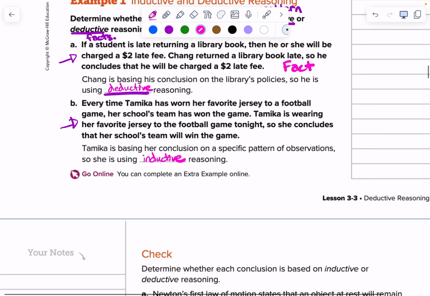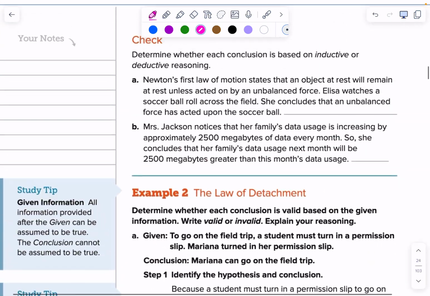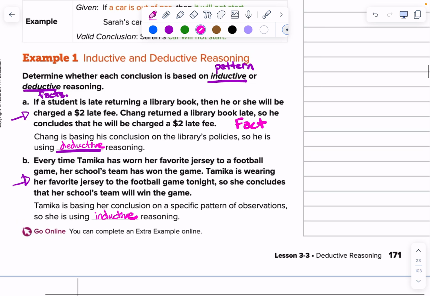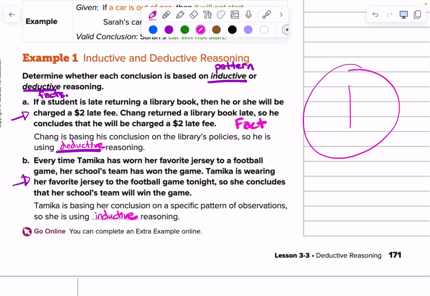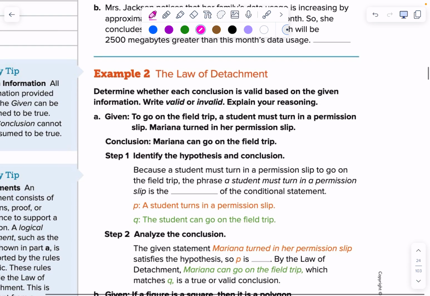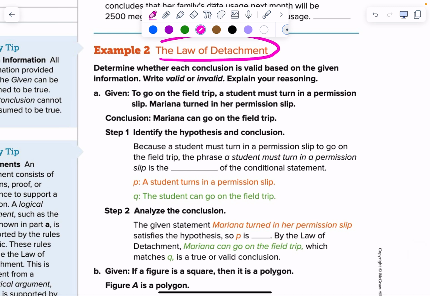All right, so deductive, inductive. Questions about that? Fact, pattern. That's it. Next. That was main point number 1. How many main points do we have? 3. Main point number 2. Here is something called the law of detachment. Put a 2 next to it. That's main point number 2.